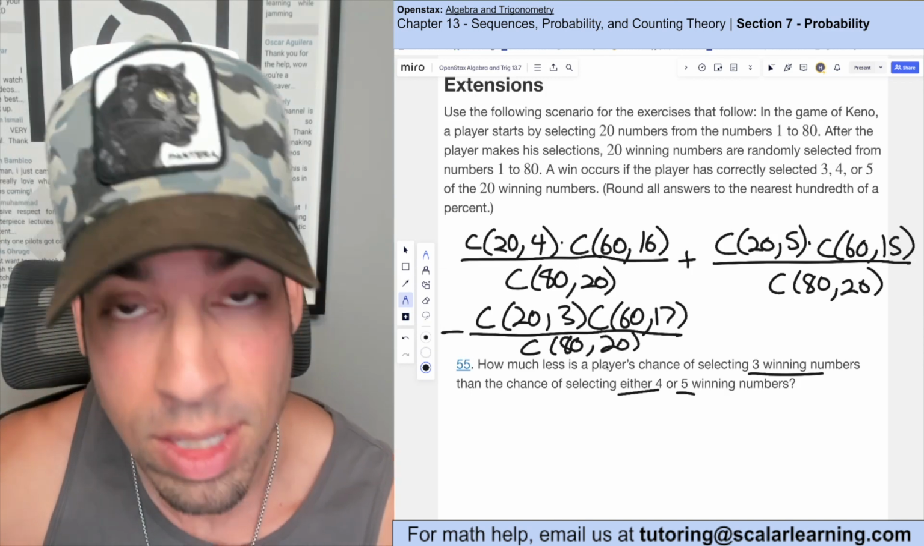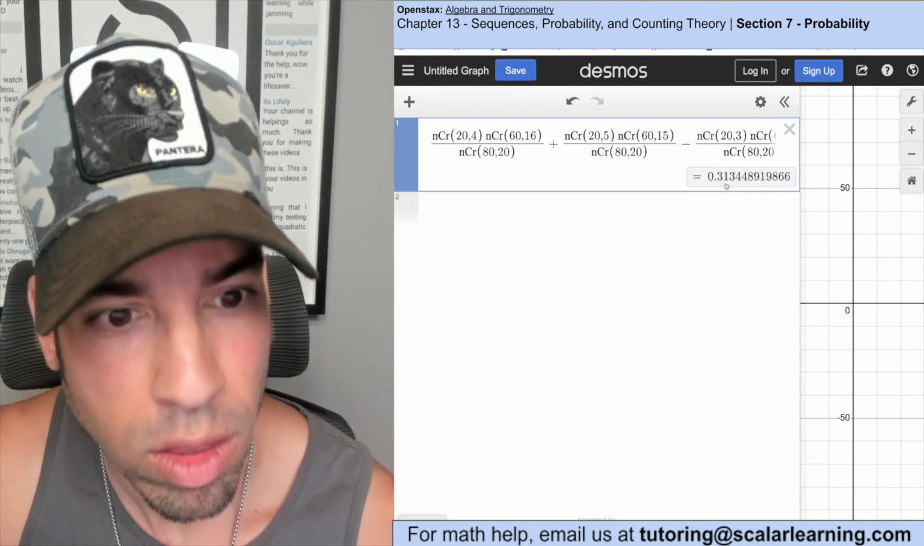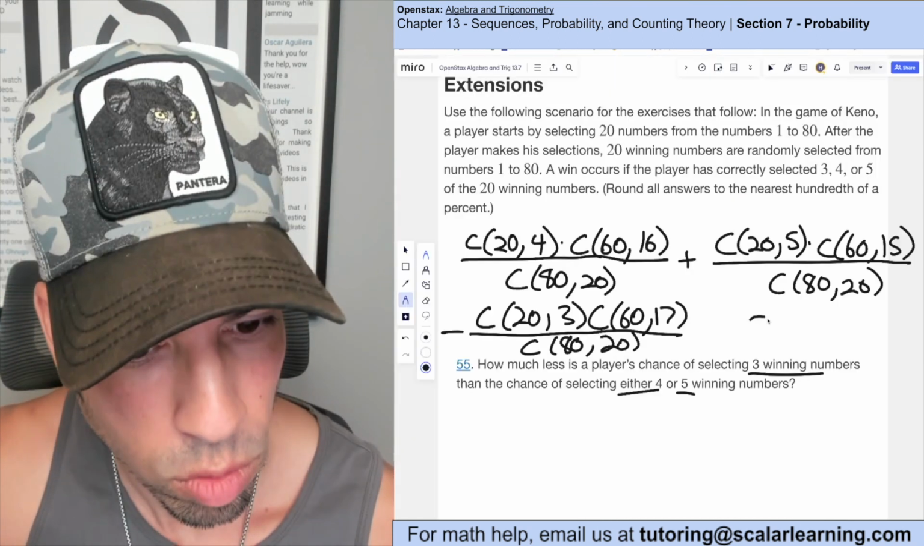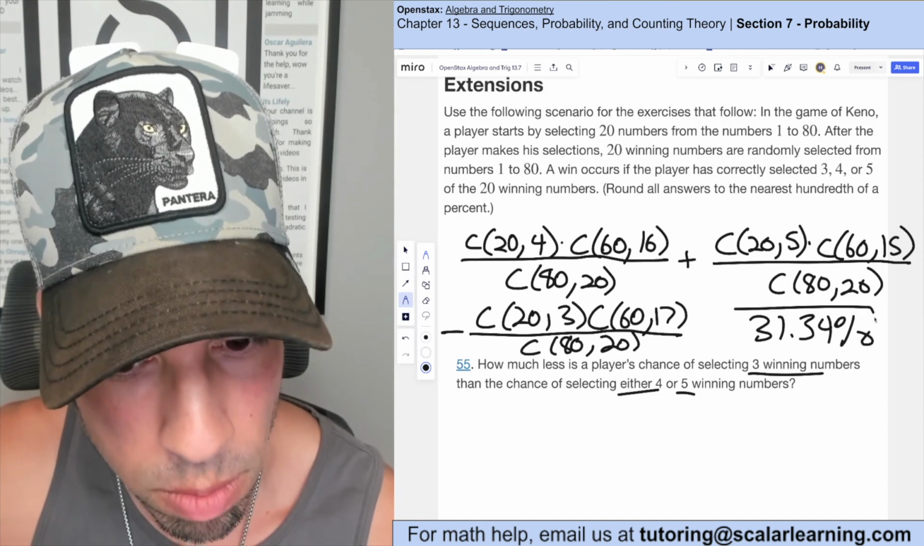All right, let's check this out in Desmos. So here we go. Here is the setup. And once we put it all in, we get 31.34%. So 31.34% for the win. Boom, done.